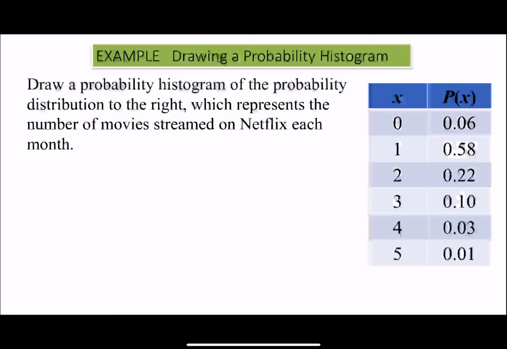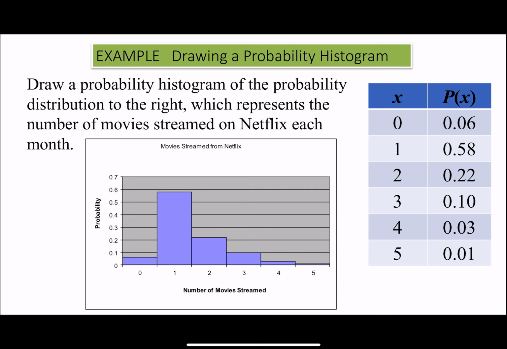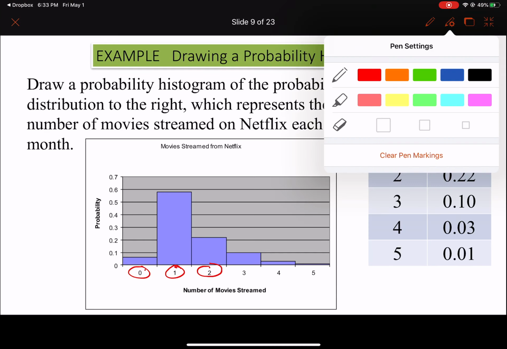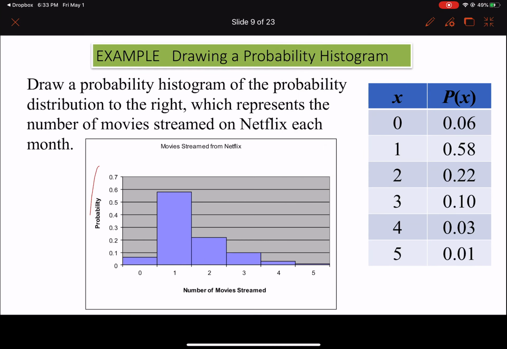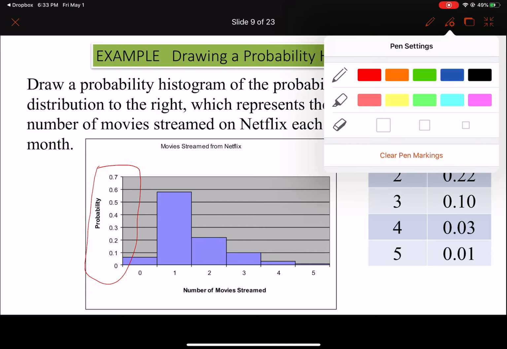So I'm going to show you what that histogram would look like with the Netflix results. Down along the bottom, each is the number of movies streamed during the month, and then our y-axis is the probability. This is the same thing as the relative frequency histogram, except instead of relative frequency, it says probability.